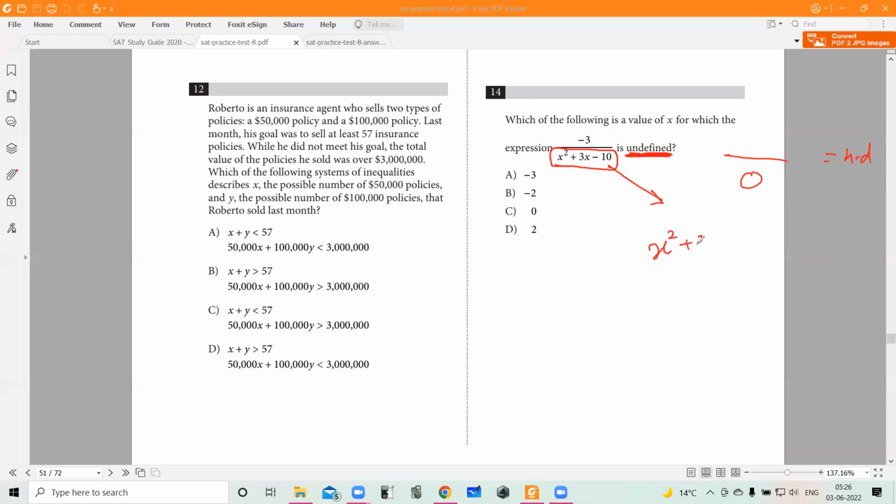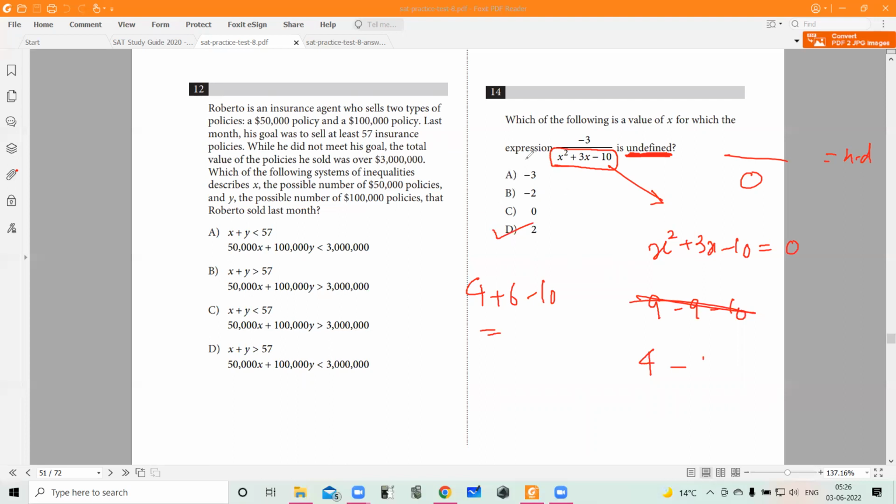So can't we just plug in the numbers? You can do that. 3 squared, 9 plus or minus 9 minus 10. So it's not that. 4 minus 4 minus 10 now. It's not 0. 2 squared is 4 plus 6 minus 10. It's D. Yes, you're right.